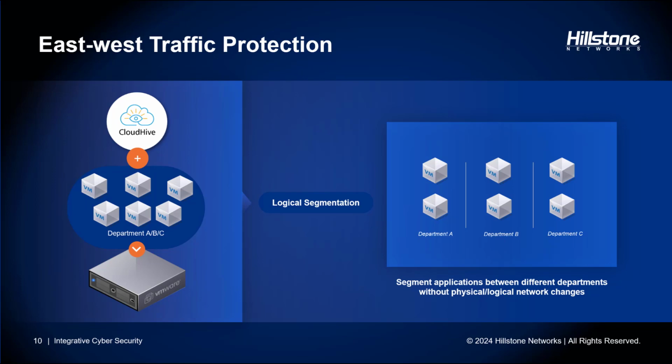It's like giving each virtual machine its own security bodyguard to protect them individually. This allows the cloud network to keep things separate and under control without changing the network settings. CloudHive can also detect and block any suspicious east-to-west connections within the data center so you can stop threats from spreading around.